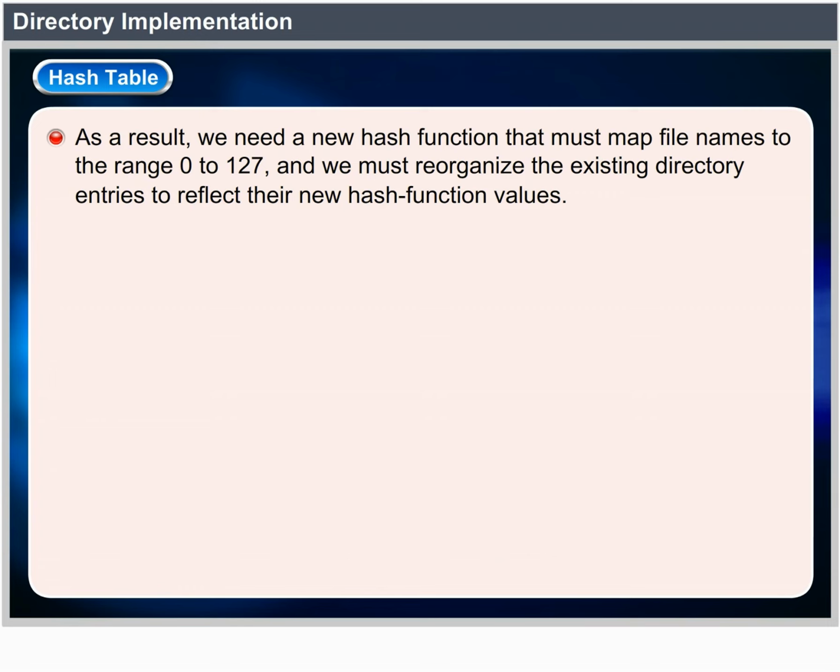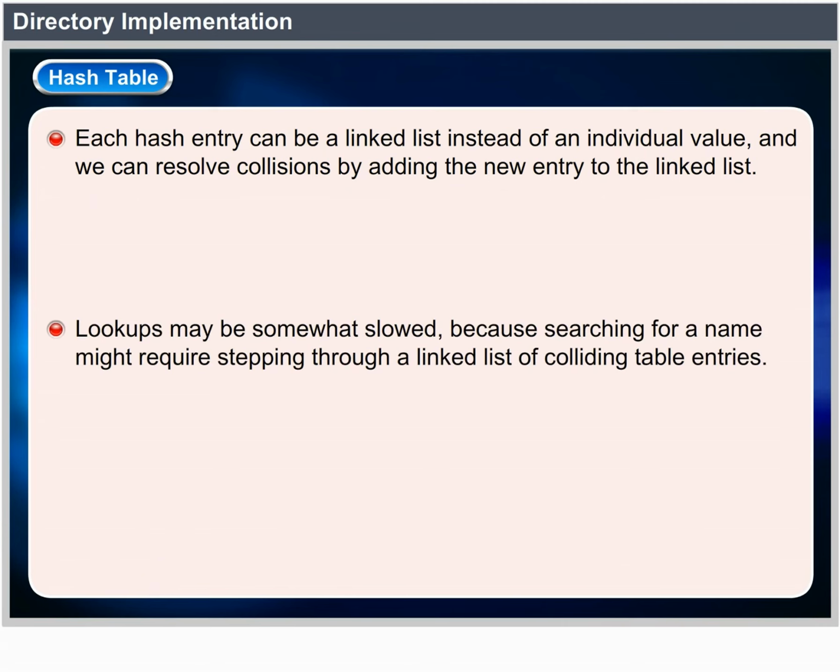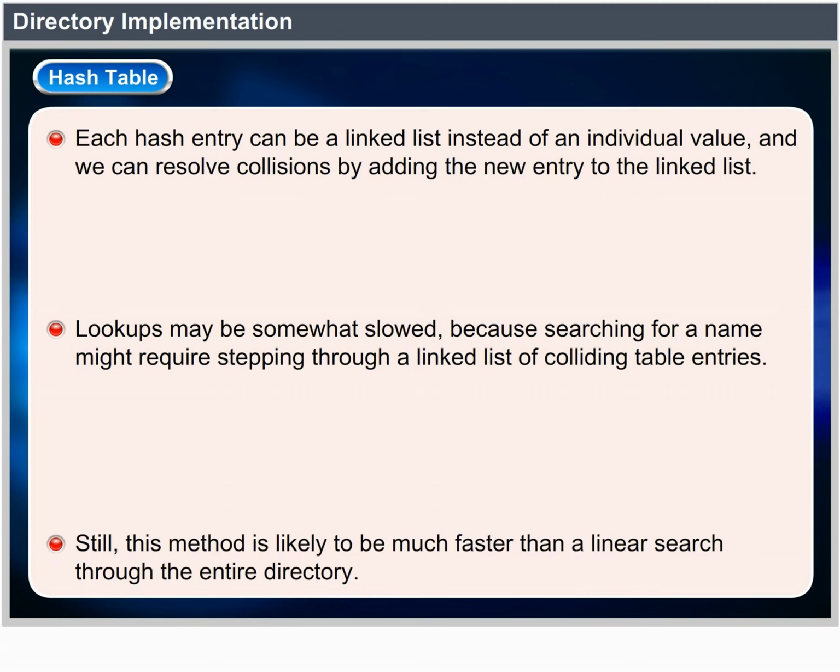Alternatively, we can use a chained overflow hash table. Each hash entry can be a linked list instead of an individual value, and we can resolve collisions by adding the new entry to the linked list. Lookups may be somewhat slowed because searching for a name might require stepping through a linked list of colliding table entries. Still, this method is likely to be much faster than a linear search through the entire directory.